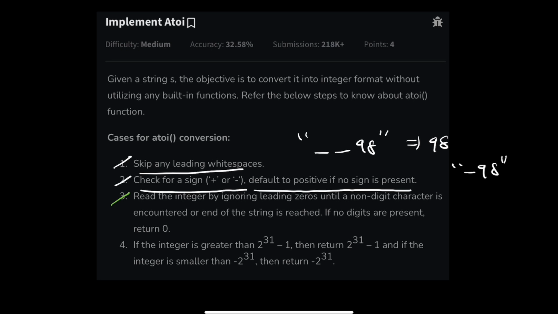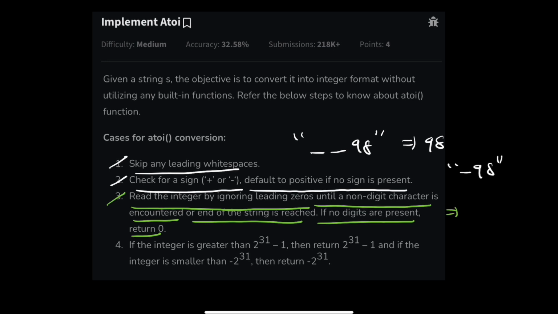In the third point, skip the integer by ignoring leading zeros until a non-digit character is encountered or end of the string is reached. If no digits are present, return 0. Now this point says, suppose we have a string with continuous zeros and 98. Okay. So we need to ignore these zeros and find the first non-zero character. That's what he said, right? That until a non-digit character is encountered or the end of the string is reached. If we have all zeros, right, then we need to simply return 0. Okay, that's what the point 3 is about.